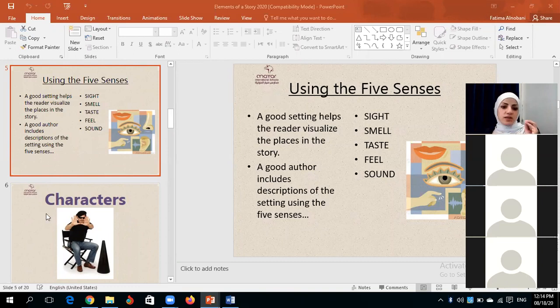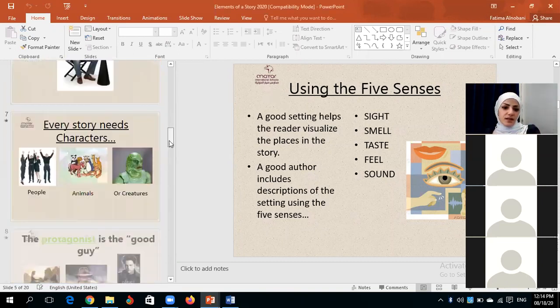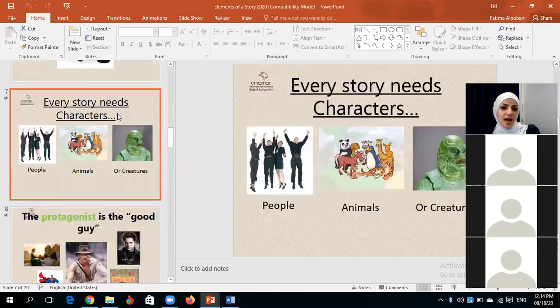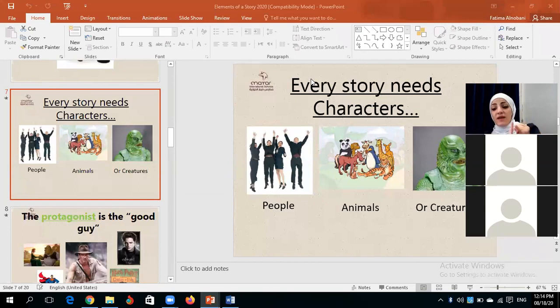But let's go to characters. Every story needs characters, whether they were people, animals, or creatures. We have two main types of characters. What are they? Razan, what are the two main types of characters in any story? We have the good character and we have the bad character. What do we call them?